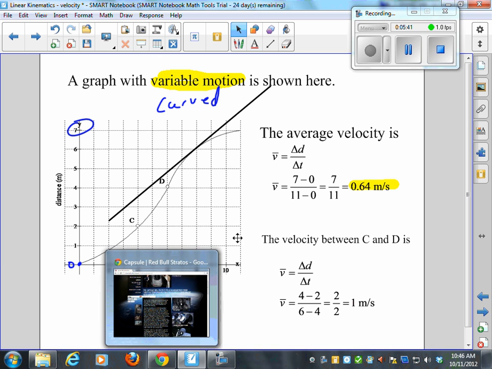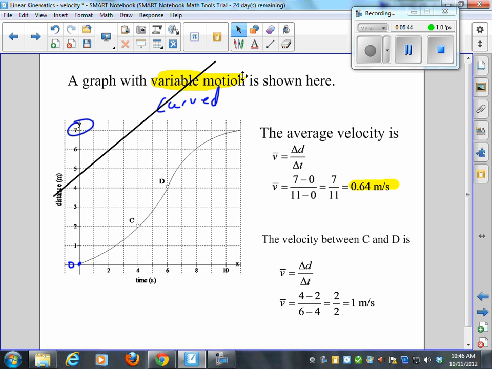Now, what about the velocity between points C and D? I'll put this one back up here like this. The average between points C and D. I'm going to draw a line between point C and point D, and I'm going to make it a different color too. Make it purple.